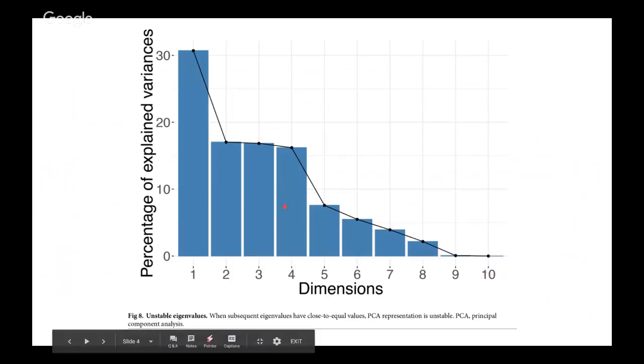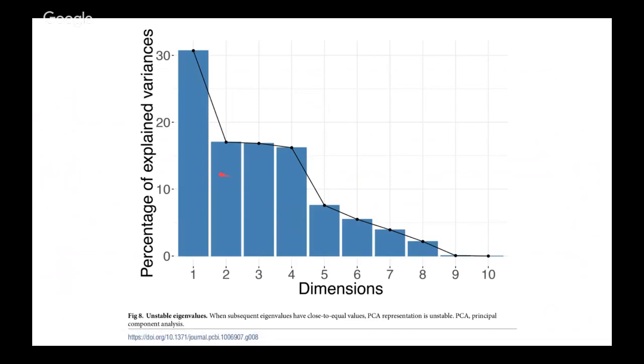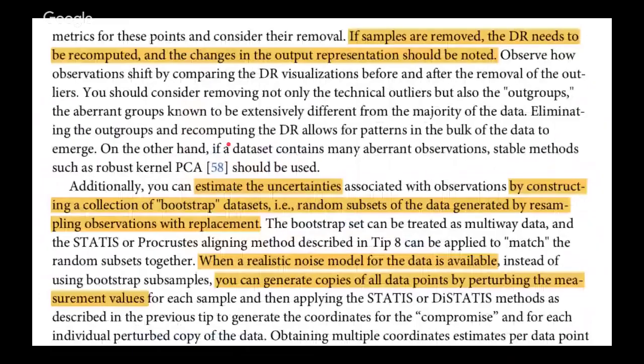Right? Here is the scree plot of a case where the values are very close to each other. So there isn't a PC 2, 3, and 4 really, or a meaningful one, because as you can see from here, they explain quite a lot of the same. So coming back to outliers, if samples are removed, the DR needs to be recomputed and the changes in the output representation should be noted.